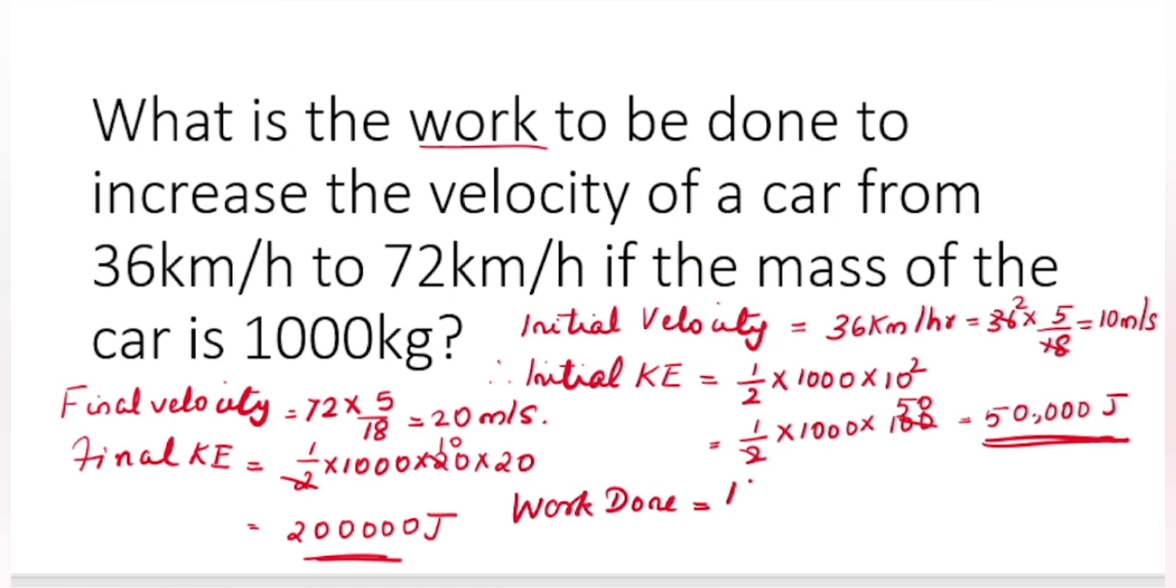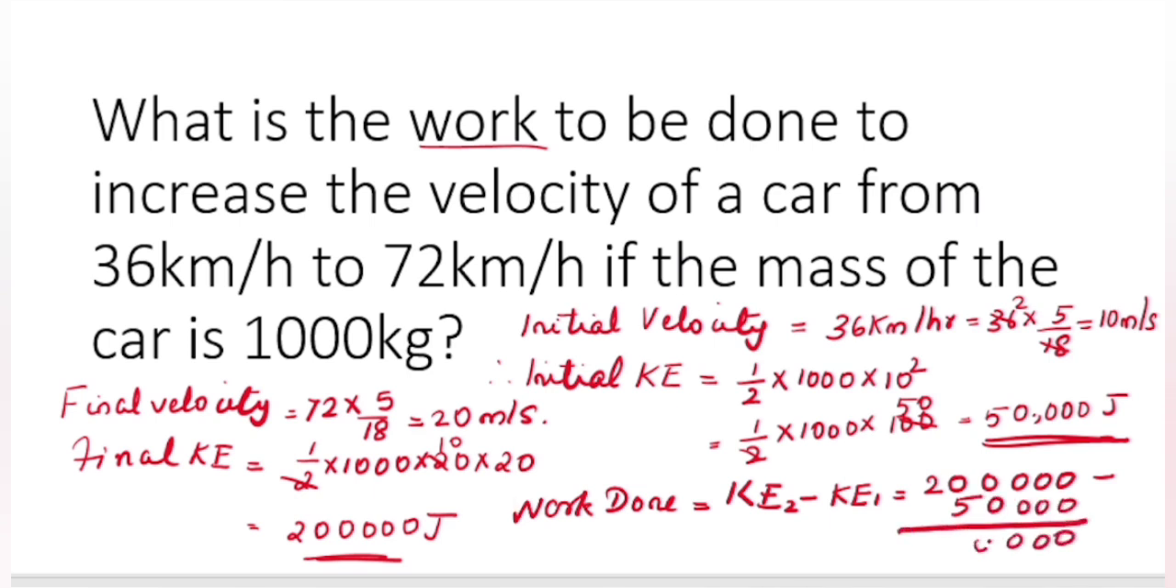So now here, what is the work done? The change in energy is the work done, we can calculate. So second kinetic energy 2 lakh joules minus 50,000 joules. So 1.5 lakhs you will get, or 150,000 joules is the work done.